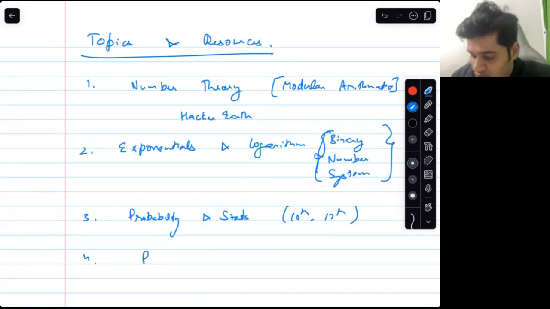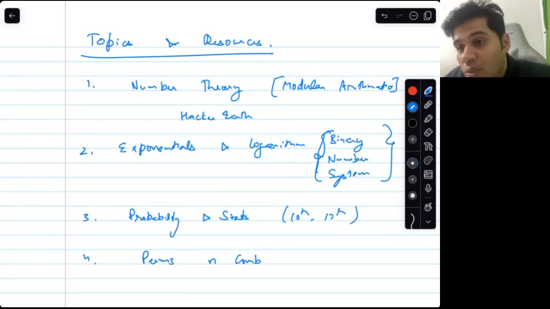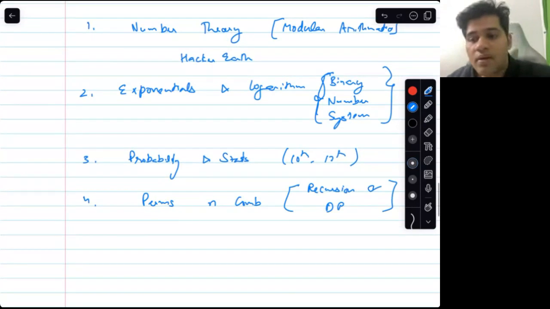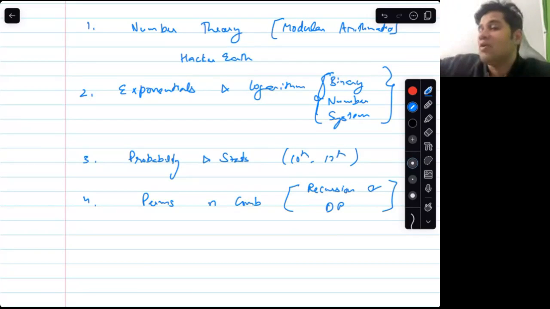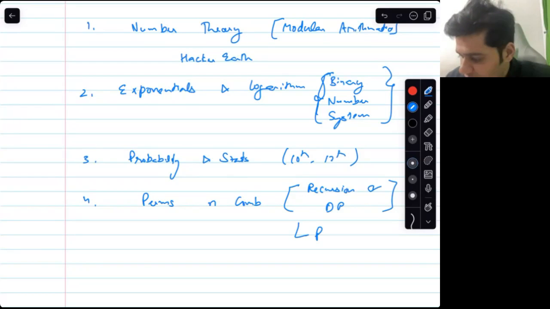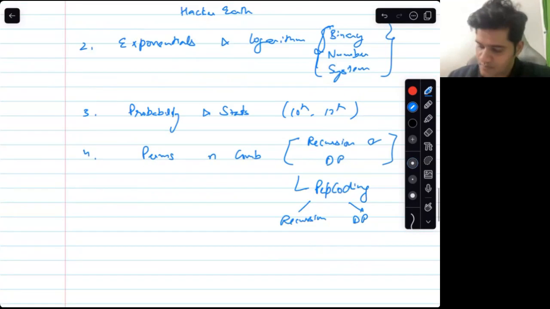For permutations and combinations, these questions would get converted into a topic called recursion and DP in programming. At the end of the lecture, I will share 4 videos. In those 4 videos, I have given reference of another set of videos. So those videos you will have to watch. I have created some resources on a YouTube channel called Pep Coding on recursion and DP, and I would advise you to watch those questions. I'll share which questions.